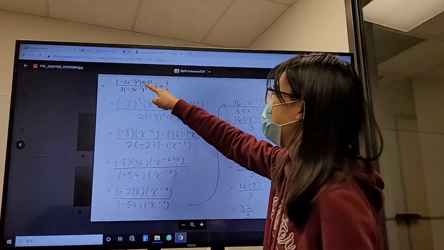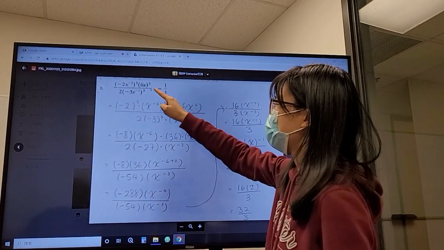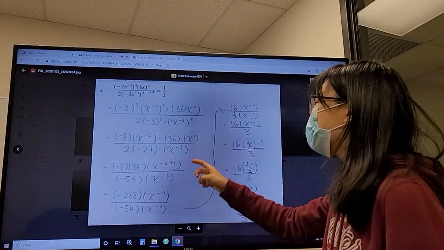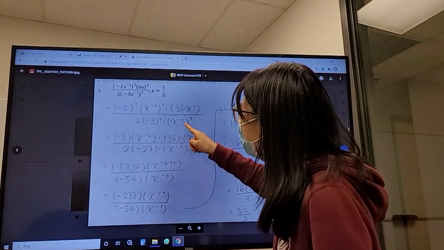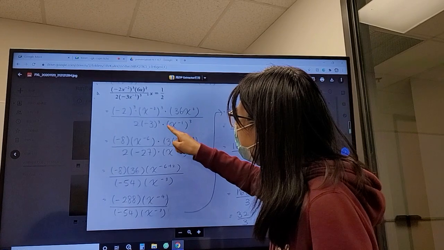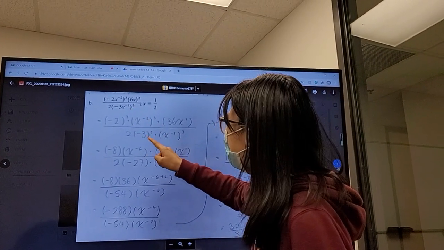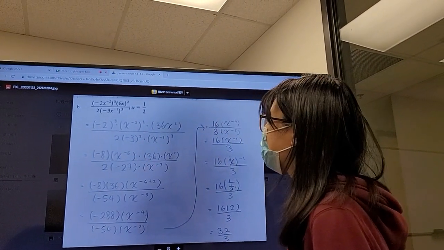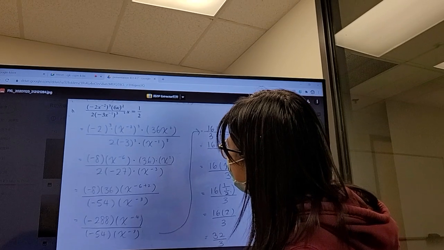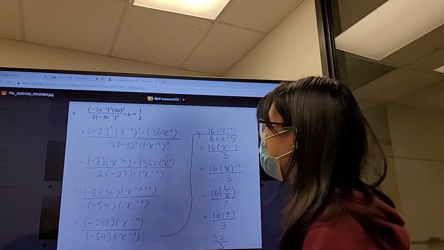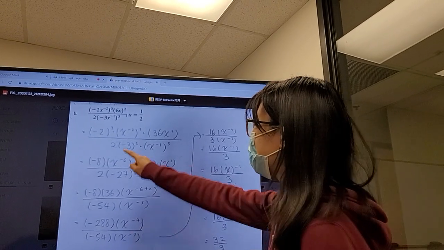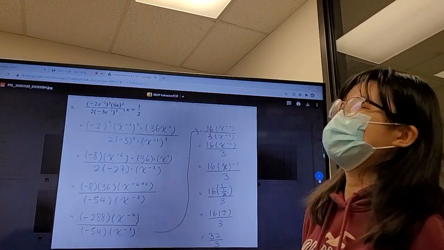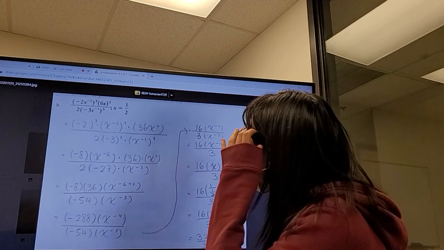X squared, because you have to open up the brackets, 6 to the power of 2, x to the power of 2. And then for the bottom, I multiplied this together, negative 1 and 3. Oh wait, did I do something wrong? I think I did. Which is supposed to be negative 3. Is that a negative 1? I think I did something. No, the negative 1 is the exponent for the x.